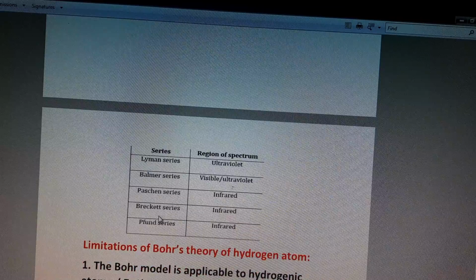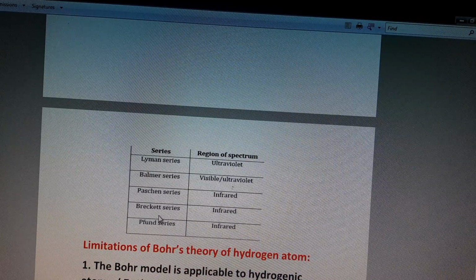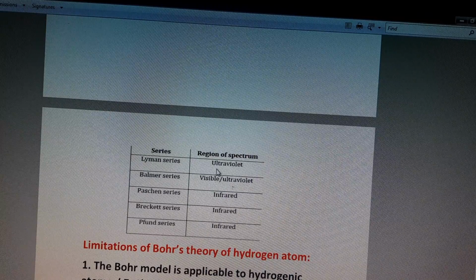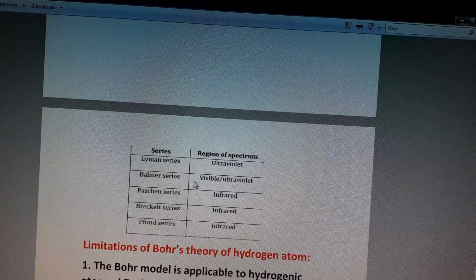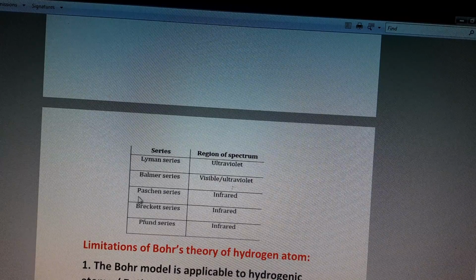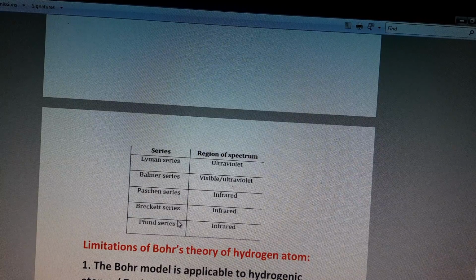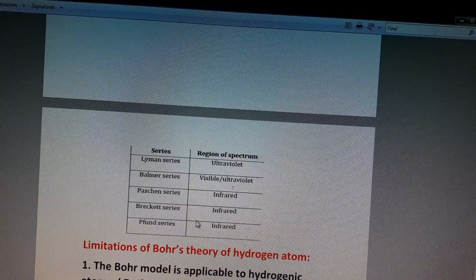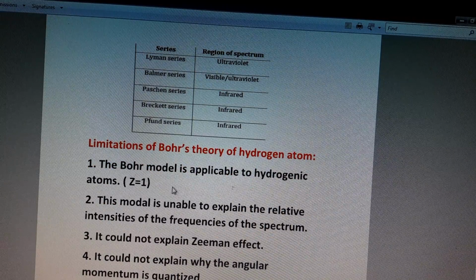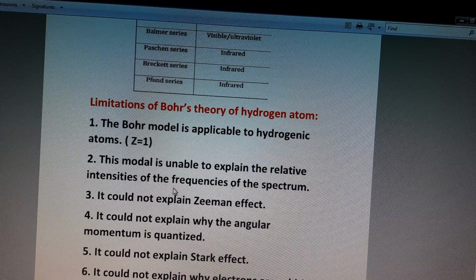We can observe these 5 series in different regions. The first one, the Lyman series, is observed in the ultraviolet region, and the Balmer series is observed in the visible region. The Paschen series lies in the infrared region, and the Brackett series lies in the infrared region. In the same manner, the Pfund series lies in the infrared region. So these are the spectral series and the regions in which they are observed.